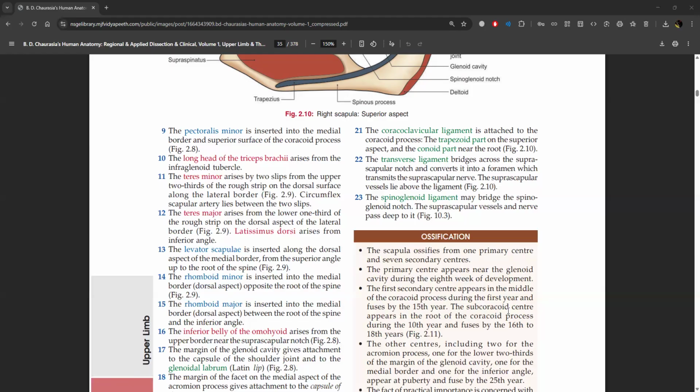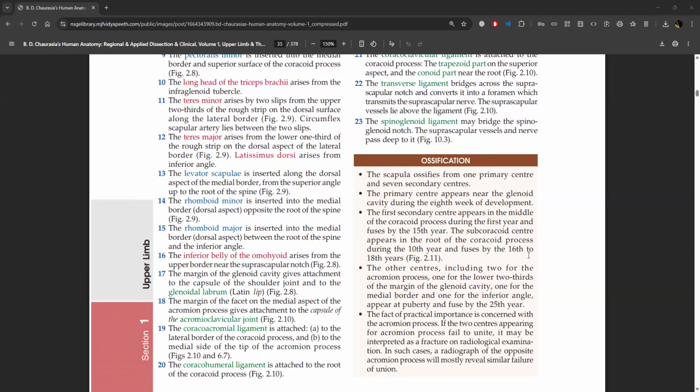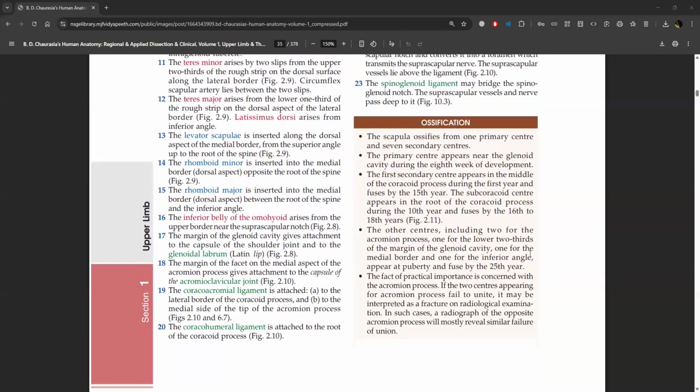Figure 10.3. Ossification. The scapula ossifies from one primary center and 7 secondary centers. The primary center appears near the glenoid cavity during the 8th week of development. The first secondary center appears in the middle of the coracoid process during the first year and fuses by the 15th year. The subcoracoid center appears in the root of the coracoid process during the 10th year and fuses by the 16th to 18th years.